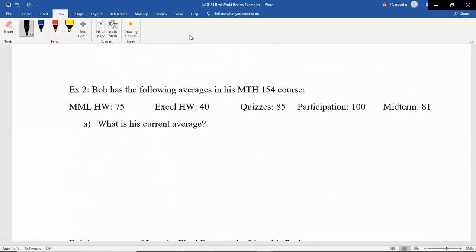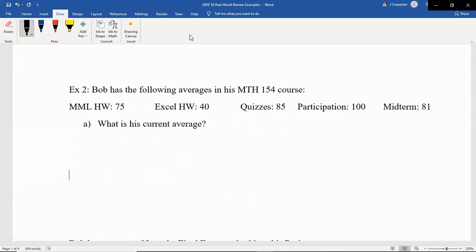Bob has the following averages in his Math 154 course. 75 for his My Math Lab homework, 40 for his Excel homework. Bob must not be doing all his Excel homework. 85 for the quizzes, 100 for his participation. I like to think that everybody's getting hundreds. That's not always the case. And he got an 81 on his midterm. And we ask, what is Bob's current average?